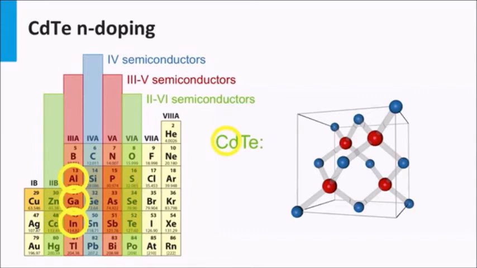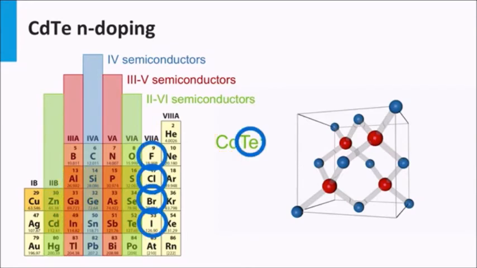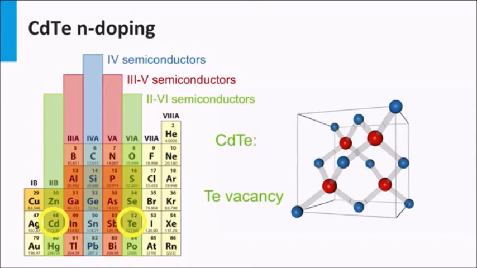N-doping of cadmium telluride can be achieved by replacing the 2-valence atom cadmium with a 3-valence electron element like aluminum, gallium and indium. These elements act as shallow donors. N-doping is achieved as well by replacing the 6-valence tellurium atom with a 7-valence electron element like fluorine, chlorine, bromine and iodine atoms. They act as shallow donors. A tellurium vacancy acts like a donor as well.